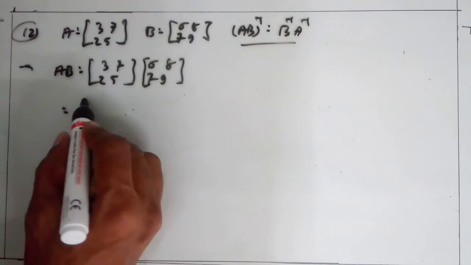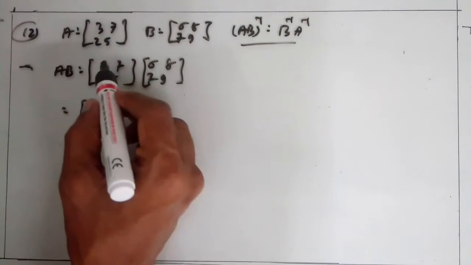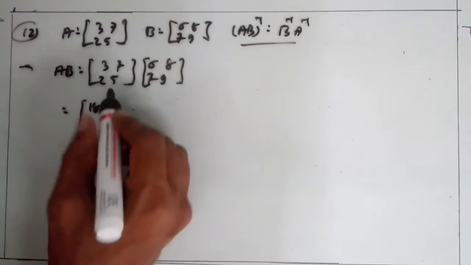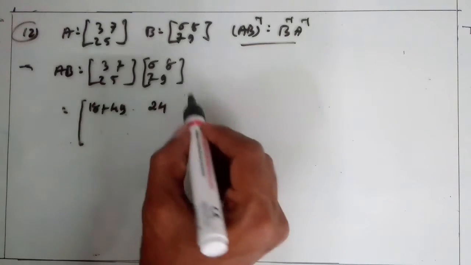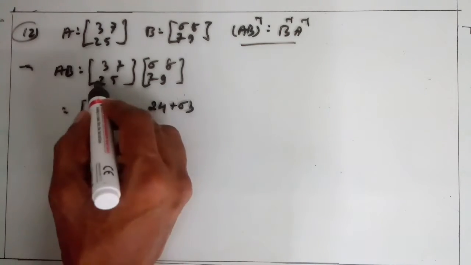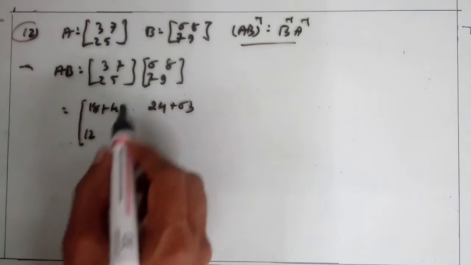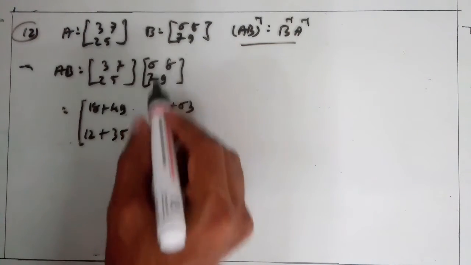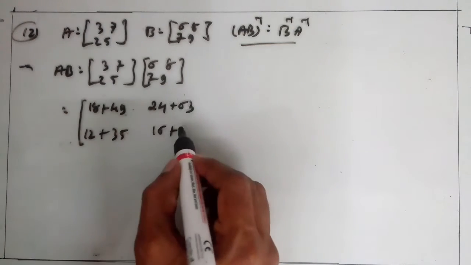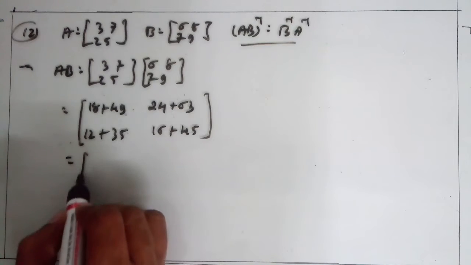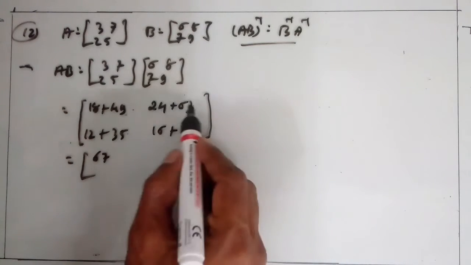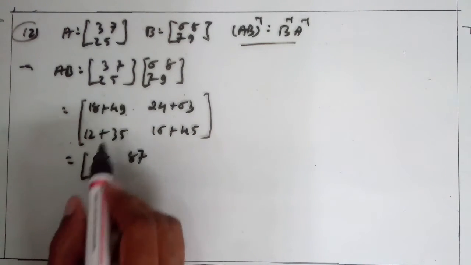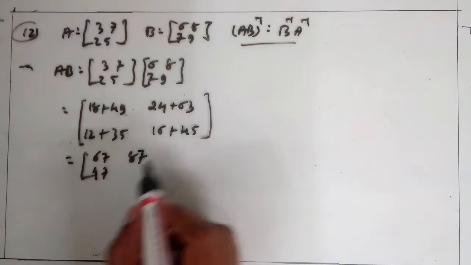So A into B is equal to, we know how to get it. 3 into 6, 18, plus 7 into 7, 49. 3 into 8, 24, 7 into 9, 63. 2 into 6, 12, 5 into 7, 35. 2 into 8, 16, 5 into 9, 45. So adding these, 18 plus 49 becomes 67, here 87, here 47, here 61. Clear?